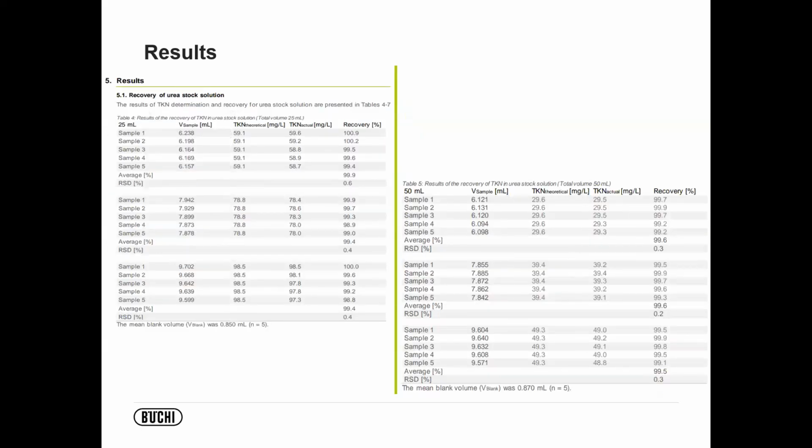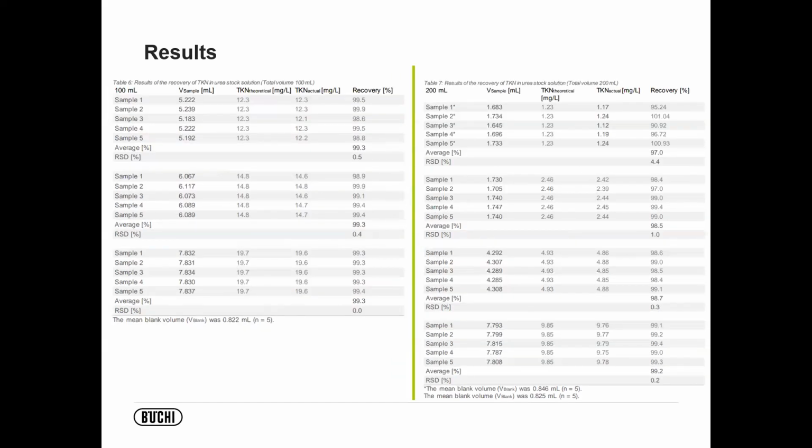So here's some other results. These were just using stock solutions, not really a whole lot to touch on there. Just wanted to make sure all the information was available. Two more stock solutions. So we're running a 25, 50, 100, and lastly a 200 mL, just stock solution of urea, just to form a baseline.